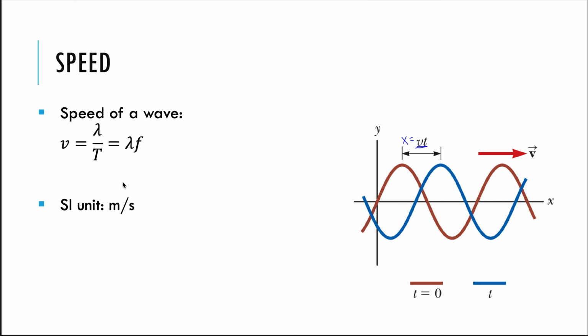But if we considered that it has traveled a distance of the wavelength, so let's say it went from here all the way to here, then how long would it take to travel that distance of a wavelength? Well, it would take a period to travel a distance of a wavelength, because the wavelength is the full cycle. So if you use wavelength over period as your distance over time, then you can see that the expression for the speed of a wave simplifies to wavelength times frequency, because frequency is 1 over period. The speed of a wave will be measured in meters per second.